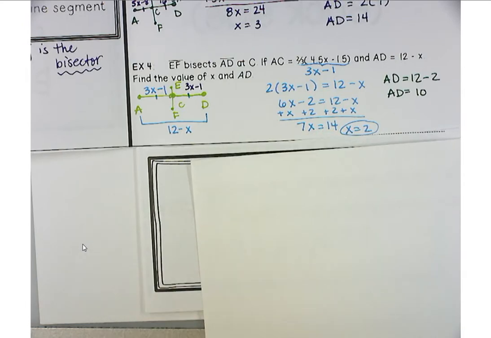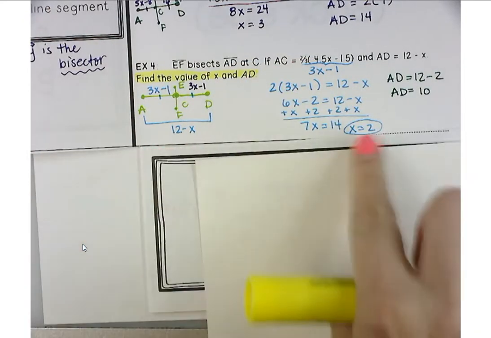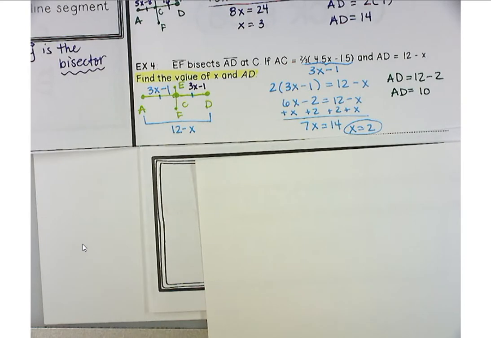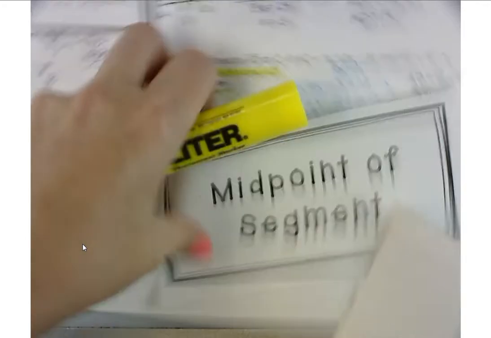And then again, we just want to remember what we're trying to find. This does have you find the value of x, so that is going to be your first answer. But then you also have to find AD, which is 12 minus x. So then you can just substitute in 2 for x.